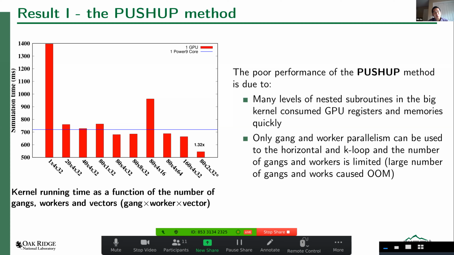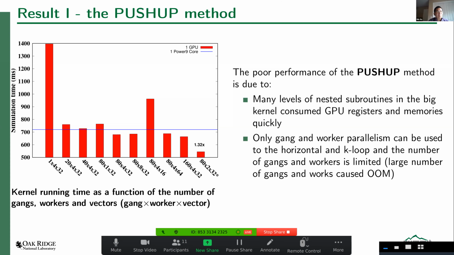The poor performance of the push-up method is mainly due to, first, many levels of nested subroutines in the big kernel consume the GPU registers and memory quickly. And second, gang and worker parallelism can only be used on the horizontal and K loops, and the number of gangs and workers is limited. If we try to use a large number of gangs and workers, it will cause out-of-memory errors.